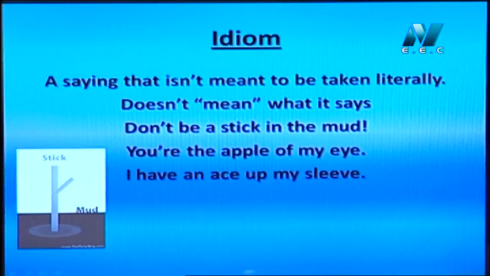So this is onomatopoeia. We have dealt with the idioms before in other episodes, and we said that it's a saying that is not meant to be taken literally. Like when I say, you are the apple of my eye. So here, you are so precious, you are the apple of my eye. You are very dear to me. Exactly, so this is a kind of idiom.